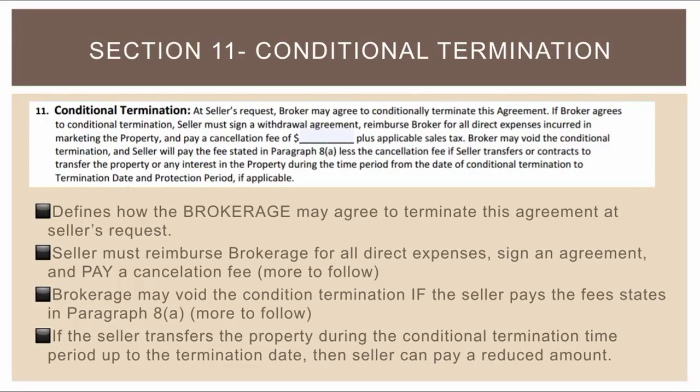Section 11, this is the conditional termination. This is the one that's always the hardest for all agents. It defines how the brokerage may agree to terminate this agreement at the seller's request. The seller must reimburse the brokerage for all direct expenses, sign an agreement, and pay a cancellation fee. Also, the brokerage may void the conditional termination if the seller pays the fees stated in paragraph 8A.